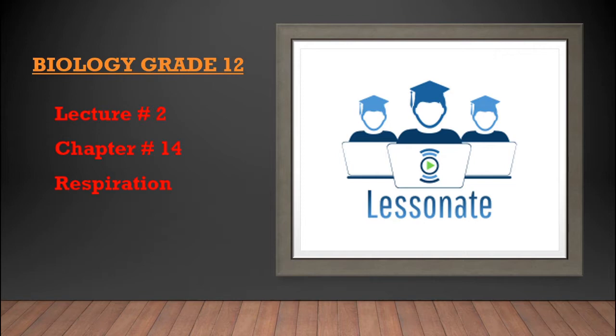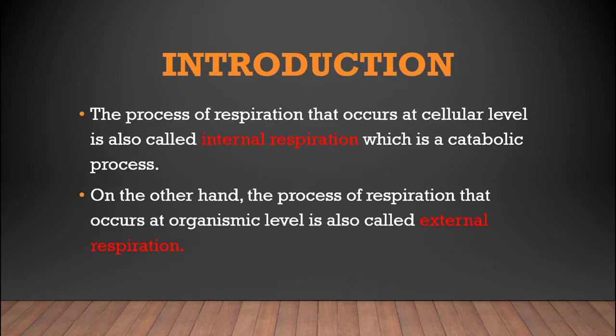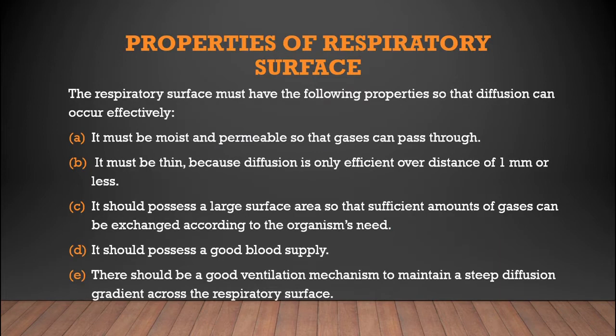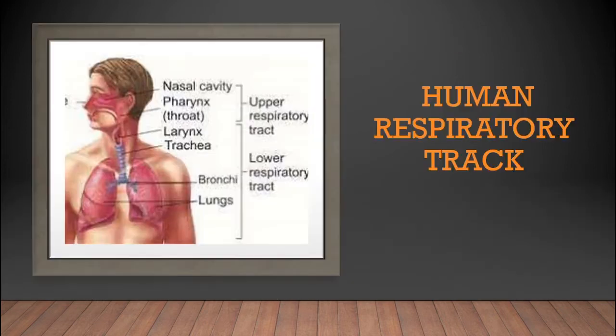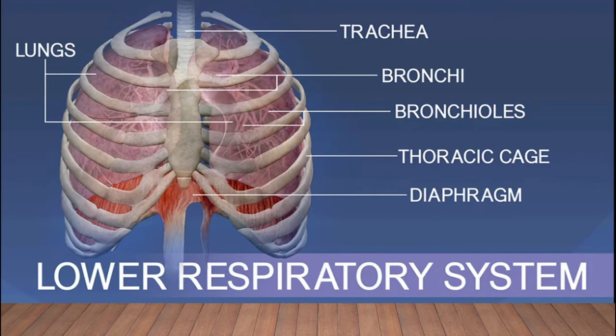It's lecture number 2 on the biology of grade 12, chapter 14, respiration. In lecture number 1, I discussed the basics of the respiratory system, the difference between internal respiration and external respiration, the properties of the respiratory system, and the parts of the respiratory tract: the upper respiratory tract and the lower respiratory tract. If you want the details of these, you can go through lecture number 1.